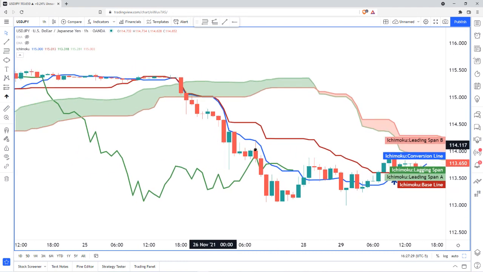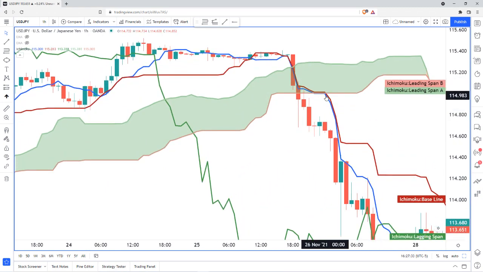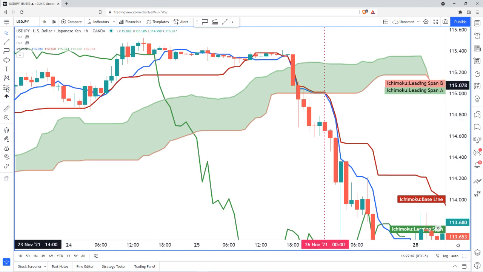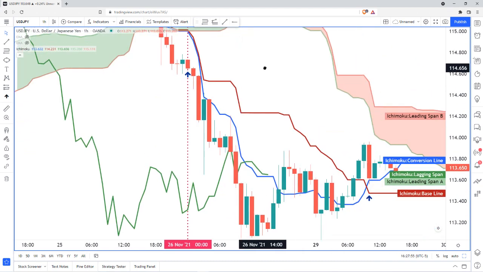So the short entry would have been back here as we were coming out of the cloud. You can see that price would have been well below the cloud at that point. That's where the conversion line crossed below the baseline on this red candle right there. That would have been your short entry. And you can see that the delayed line was well below previous price. So that's your entry. And we just had the exit.